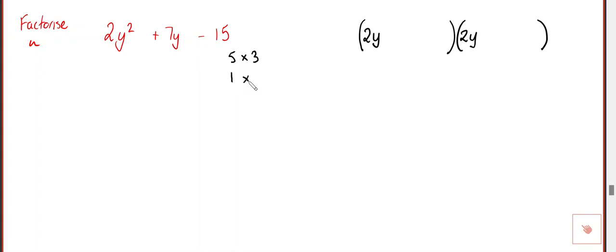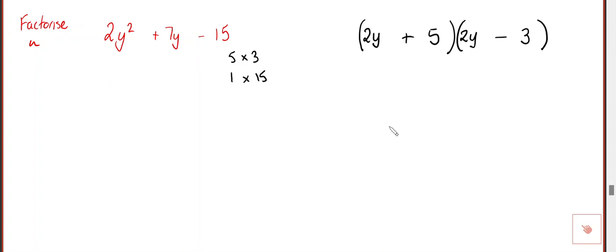1 times 15, one positive, one negative. This is a positive, so we think that the larger one is positive. Okay, so do we go with plus 5 and minus 3? Don't write it down. The rule we've got is if this is a positive, the bigger one must be positive.